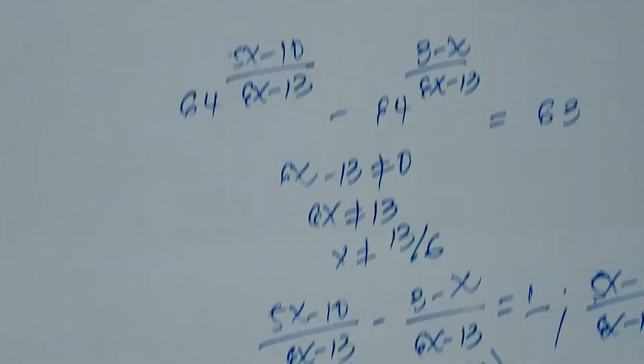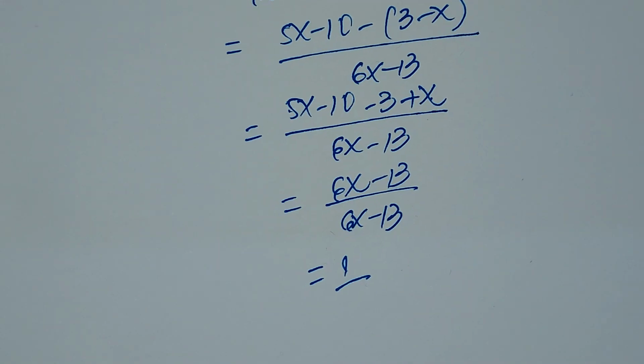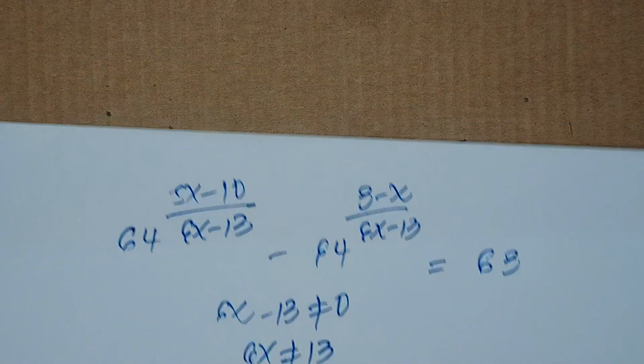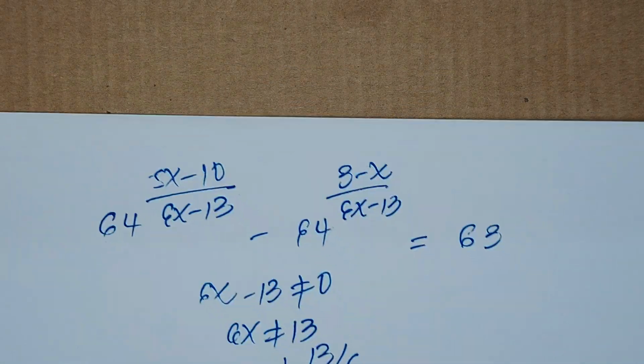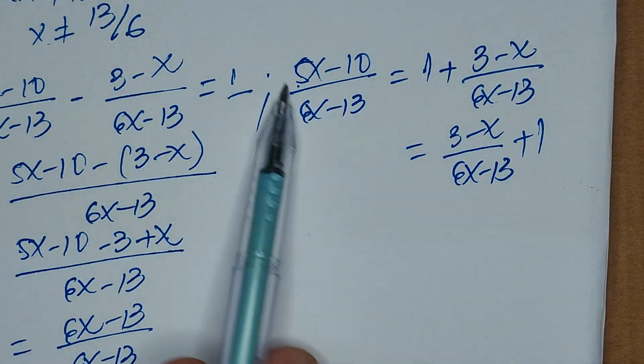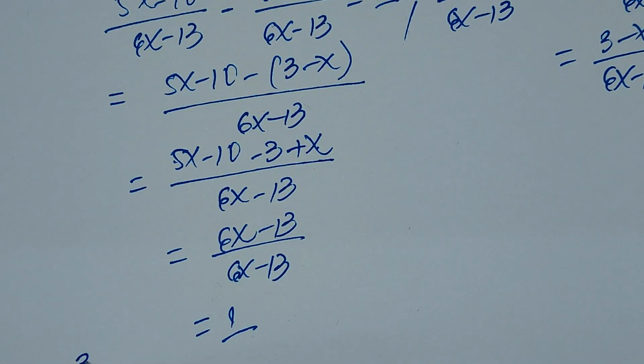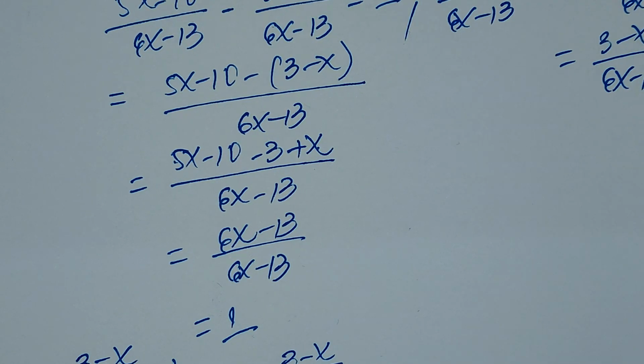So I'm going to rewrite our original equation. We're going to have 64 to the power, and instead of this one we're going to write this one here: 3 minus x divided by 6x minus 13 plus 1, minus 64 to the power 3 minus x over 6x minus 13, and this equals 63.